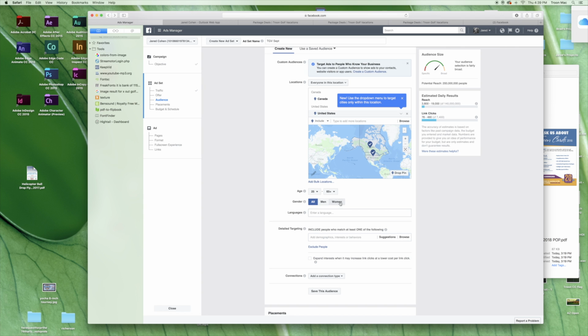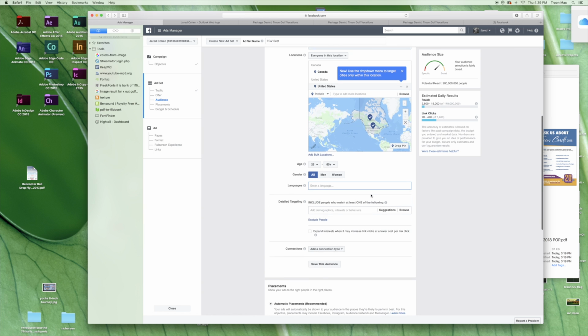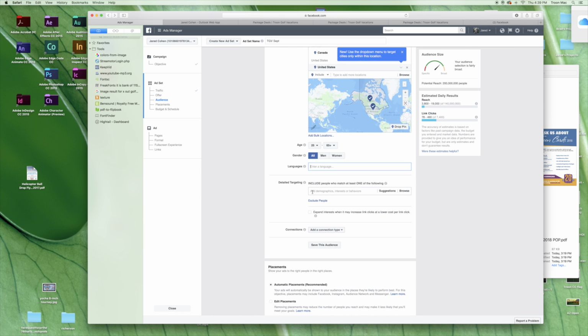I'm going men and women, but it does give you the option to target both. It gives you the option for languages too, if you want Spanish speaking or a different language. I don't normally mess with any of that. I keep that blank.